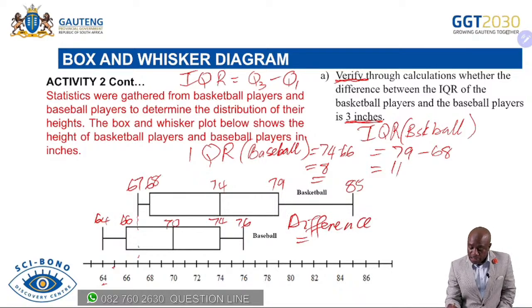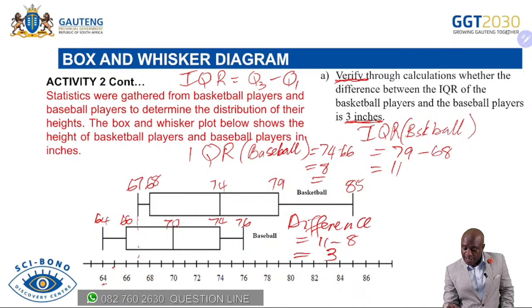So the difference between the IQRs, it's actually 11 minus 8, which is 3. And what was the claim? Let's go back and see what are we verifying? We're verifying that the difference between the IQR of the basketball players and the baseball is actually 3. Now, did we get 3? Yes. So we are going to end this question by saying the answer is actually yes.